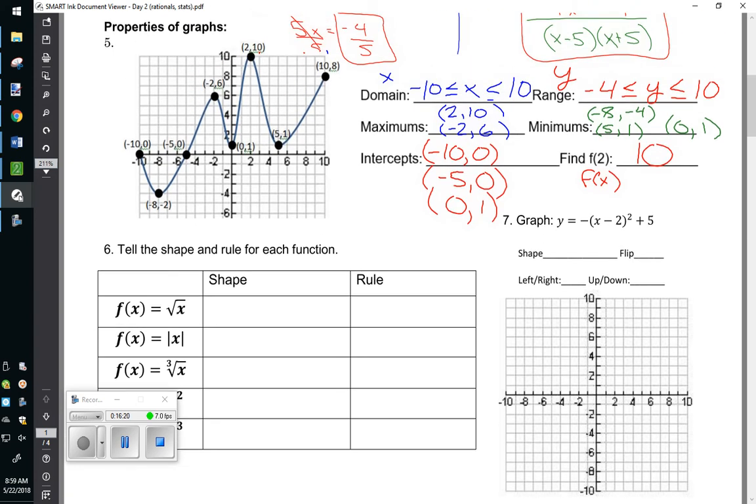Yep, f of 2. So the 2, remember when it's in parentheses, that's your x value. So you went to where x is 2, which is right here, and went up on my graph, x is 2, that means my y is 10.